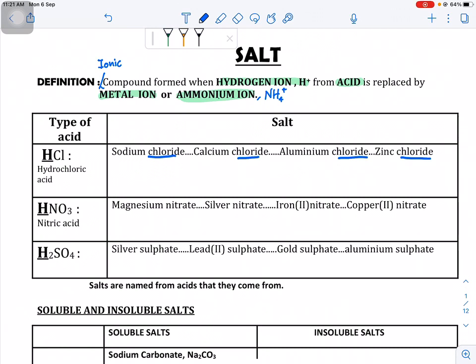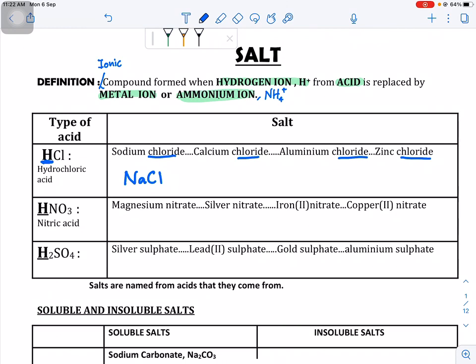Look at the definition. The definition says that an ionic compound is formed when the hydrogen ion from an acid is replaced by the metal ion. In the first example, the metal ion is sodium. Sodium replaces the position of hydrogen in the acid, so we get the first salt, sodium chloride. How to write this formula? You need to recall the subtopic writing chemical formula and equation. Sodium ion is Na+, chloride ion is Cl-. You do the cross method, you get NaCl.